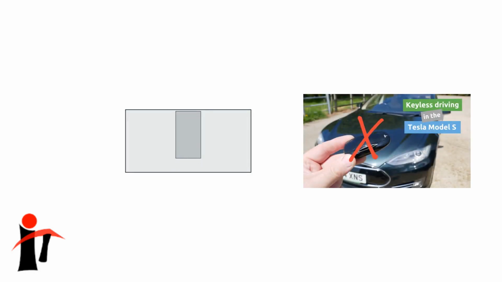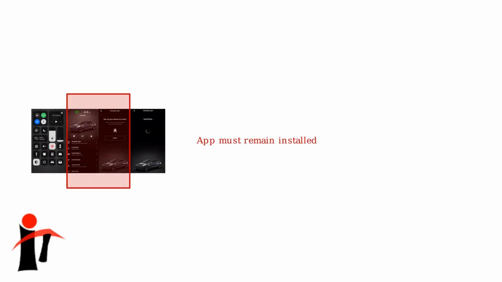To unlock your Tesla, simply tap your phone to the door handle or center console. You'll hear a confirmation sound, and the doors will unlock. The same method works for locking. With keyless driving enabled, you can seamlessly enter and drive without further app interaction as long as your phone is inside the vehicle. Also, make sure the app remains installed or else the phone key won't work.